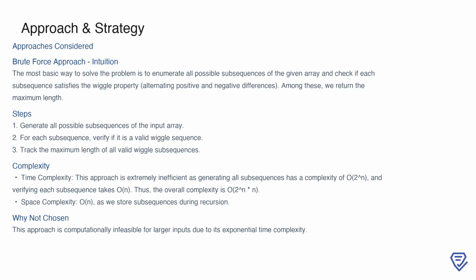Once we verify which subsequences are valid, we find the one with the maximum length. The steps for this method involve first enumerating all subsequences, then verifying each one for the wiggle condition, and finally tracking the maximum length among them. However, this approach has a significant downside. The time complexity is exponential, specifically, 2^n * n, because generating all subsequences takes 2^n, and verifying each one takes n. Additionally, it requires n space during recursion. Given this inefficiency, especially for larger arrays, we do not choose this method as it's computationally infeasible.